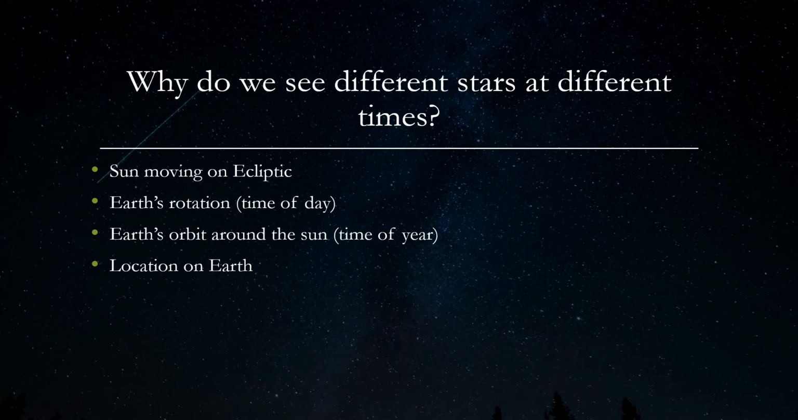This all has to do with the sun moving on its ecliptic, Earth's rotation, so the time of day, Earth's orbit around the sun, so the time of year, and your location on Earth. We see different stars in the northern hemisphere than you do in the southern hemisphere. If you ever go on a vacation to South America or Africa, when you look up into the sky, you will see different stars than you would here in Florida.